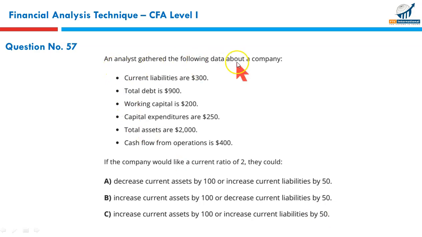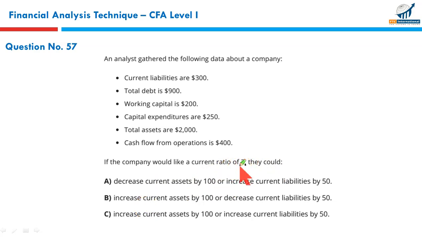An analyst gathered the following data about a company: current liabilities 250, total debt, working capital, capital expenditures, total assets 2000, cash flow from operations 400. What do we need? If the company would like a current ratio of 2, current assets upon current liabilities 2, which of these options will help achieve this goal?